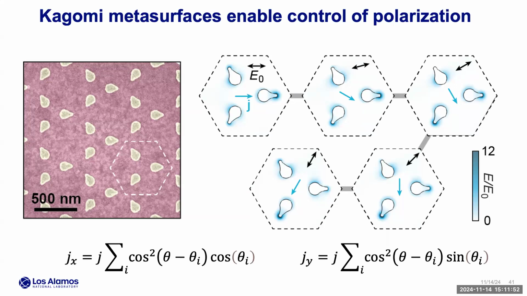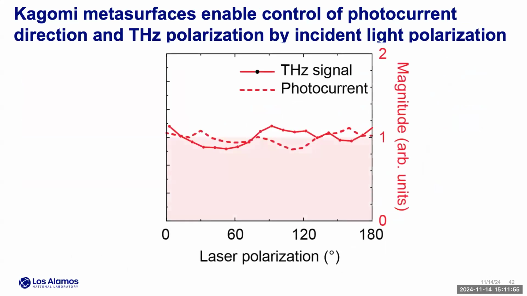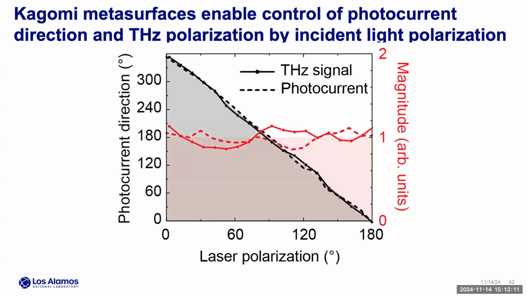As you do that, you can look at the amplitude of the terahertz signal as you rotate the input polarization, and it's basically constant, as you can see. But the polarization rotates as you rotate the input polarization. So you really are able to directly control both the photocurrent and the terahertz emission polarization, the direction of the photocurrent and the polarization of the terahertz emission, by changing the incident light polarization.